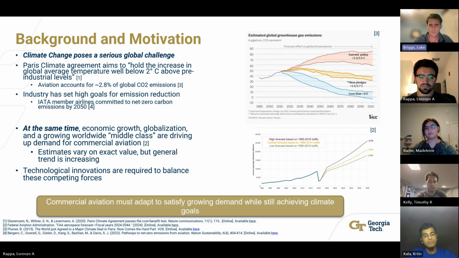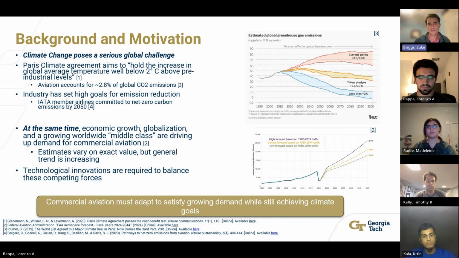But what we see with these two counteracting forces is that in order for the aviation industry to meet their goals regarding climate change and also satisfy the demand driven by this economic growth, they're going to have to make some serious changes in order to meet both this goal and this demand.